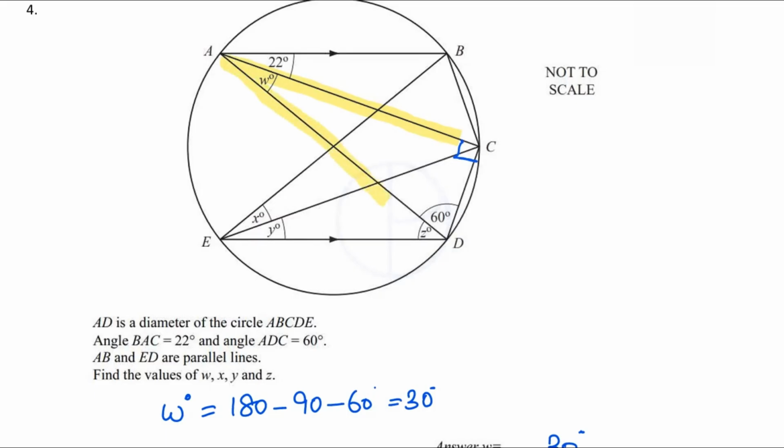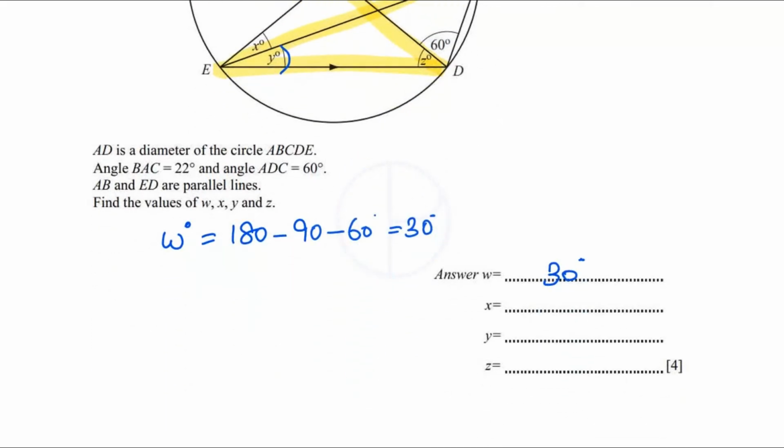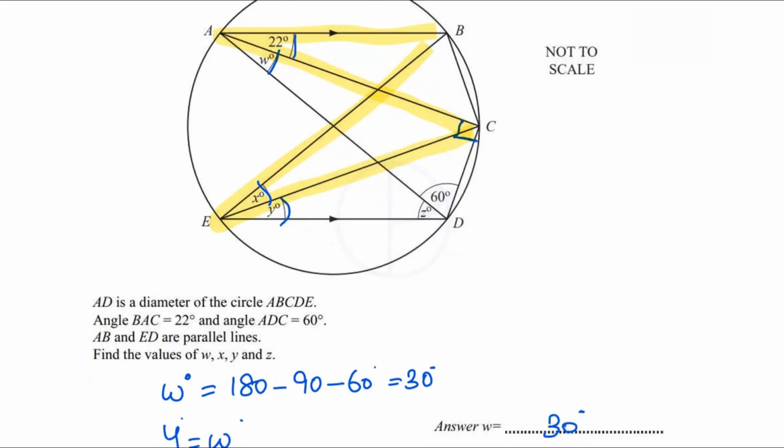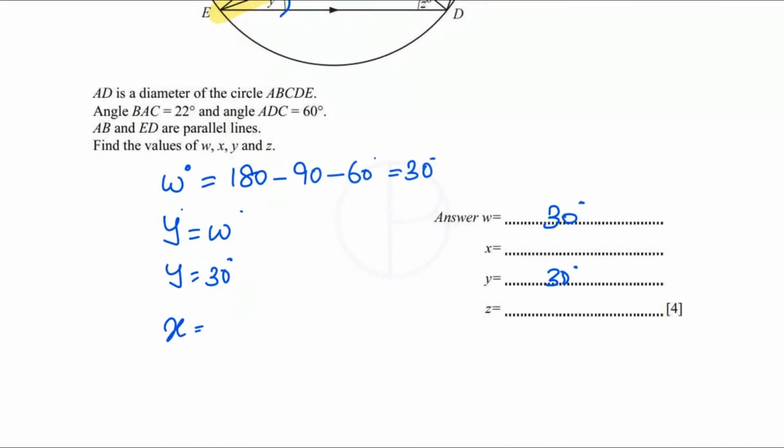Angles in the same segment are equal. So W is equal to Y. W is 30, so Y is also 30. Next, this and this are in the same segment, so angles in the same segment are equal. So x and 22 are equal. So x is 22.